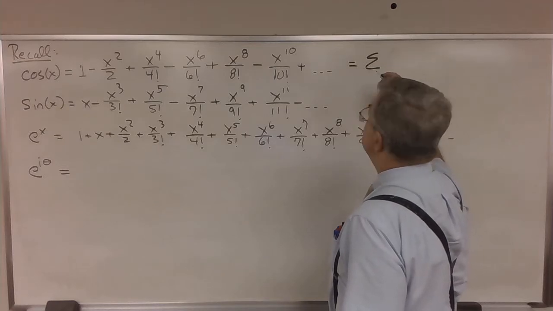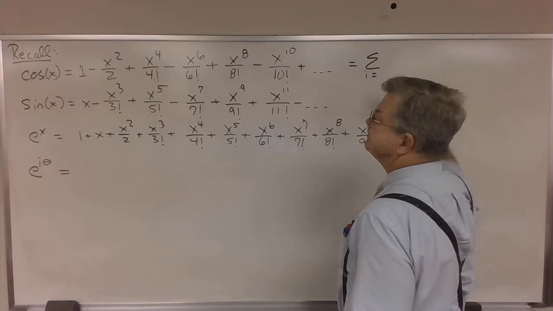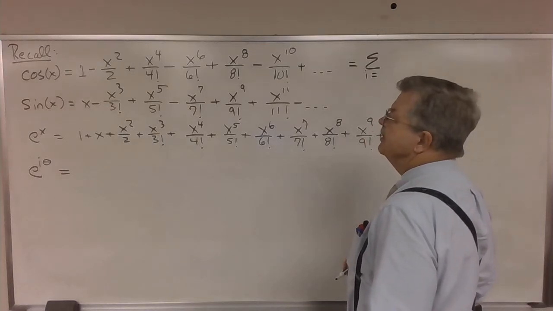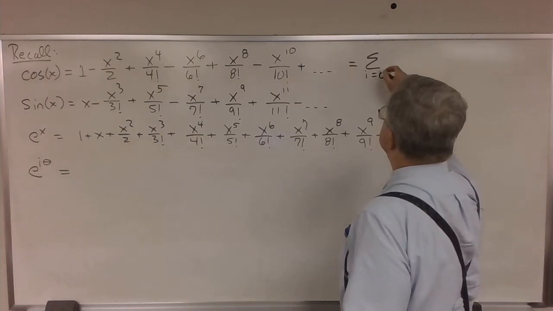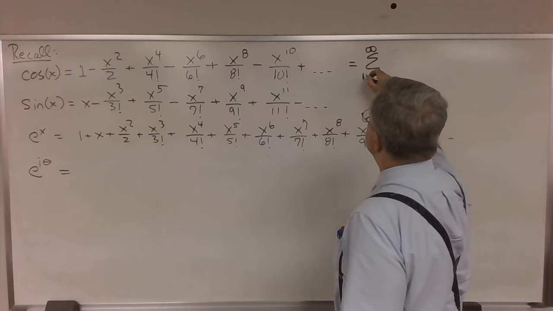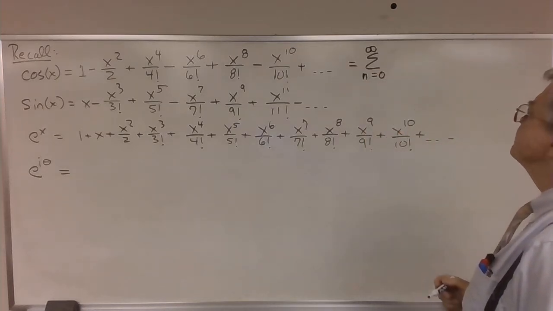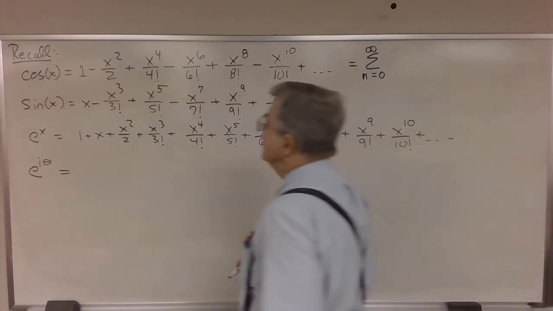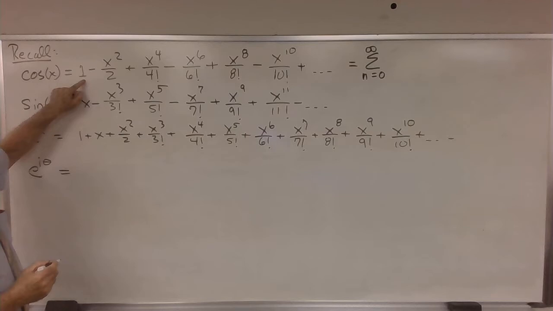The sum from i equals, I'm not sure what. Let's see. I guess 0 to infinity. And instead of i, let me use n. n equals 0 to infinity. So I guess if this pattern extends backward, this would be x to the 0 over 0 factorial.